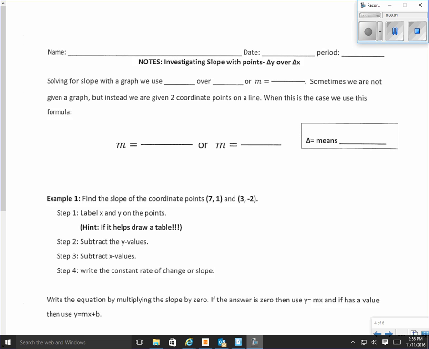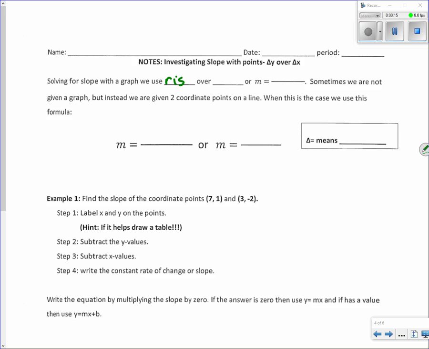Okay, it's Miss Hall. We are doing finding the slope from 2 points. So solving for slope with a graph, we use rise over run, or m equals change in y over change in x. Remember we talked about rate of change, constant rate of change, constant proportionality, slope. All of those are change in y over change in x.